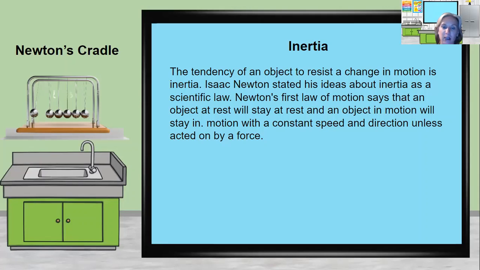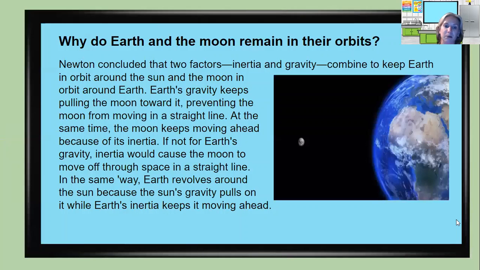How does that apply to this? Well, all of the objects in our solar system have inertia and have a tendency to resist change in their motion. But what causes those objects to not go in a straight line is the gravitational pull of the larger objects like the sun. So the reason the Earth revolves around the sun is because the sun's gravitational pull causes it to go in that circular motion.